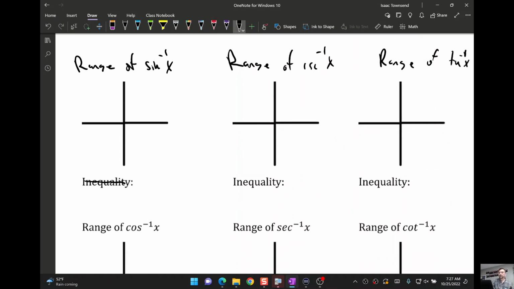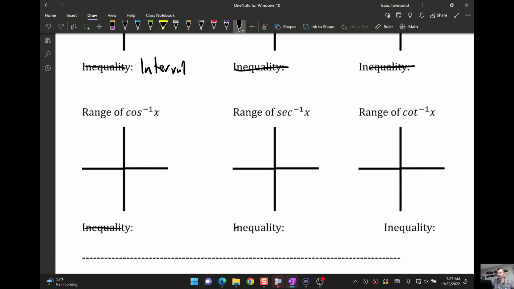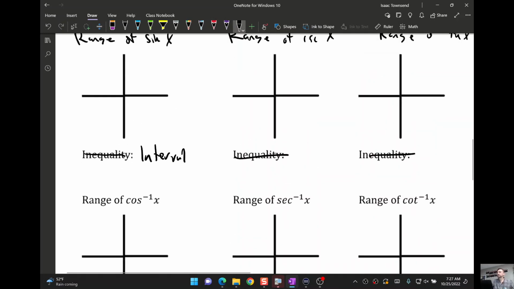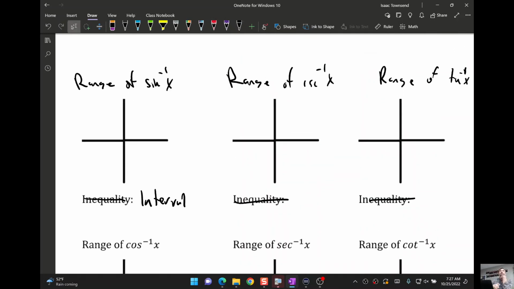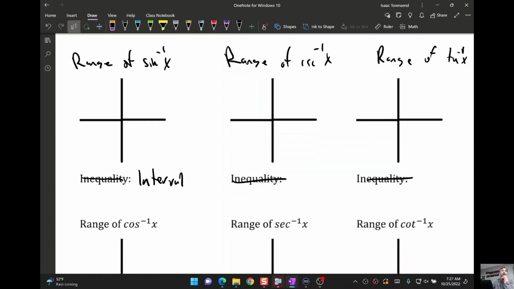And instead of inequality notation, we're going to do interval notation here for the 6. Okay, so what we just talked about is we discovered why the range of inverse sine is negative pi over 2 to positive pi over 2. And again, you will have to memorize that because your answers have to fall in between those values.